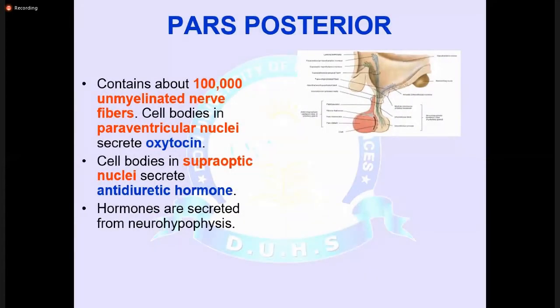The posterior part, the posterioris, does not secrete. It contains the terminal nerve endings, that is, the unmyelinated nerve fibers, and you have the cell bodies within the hypothalamus. Those cell bodies produce hormones, and those secretions are transferred to the posterior part of the pituitary. So you have the paraventricular nuclei, which is concerned with the secretion of oxytocin, and the supraoptic nuclei, which is concerned with the secretion of the antidiuretic hormone.